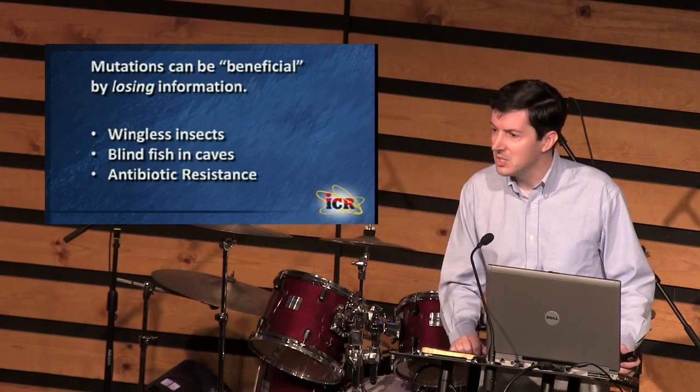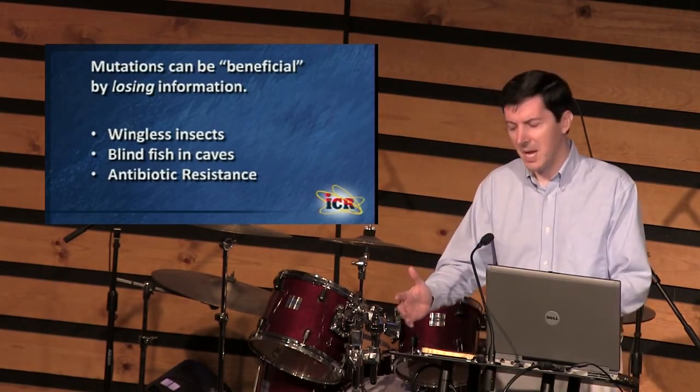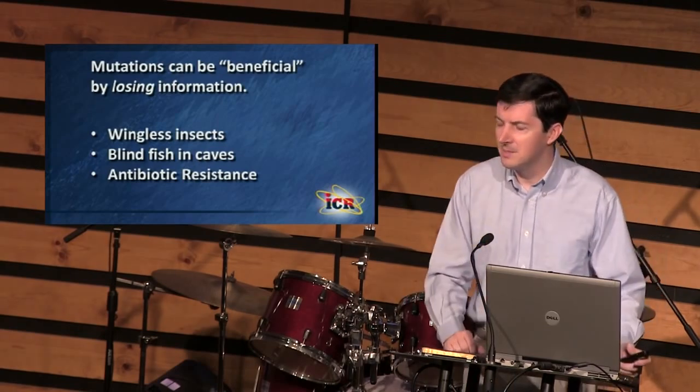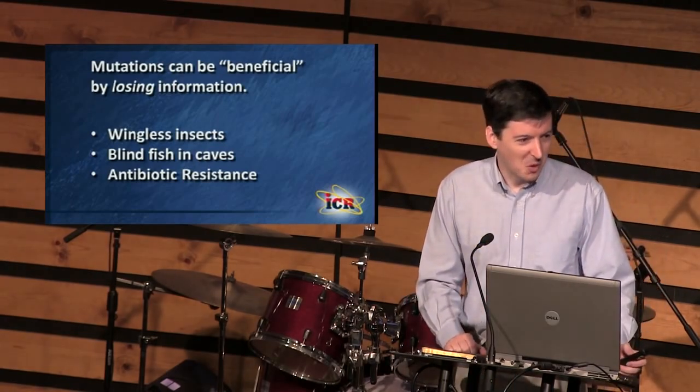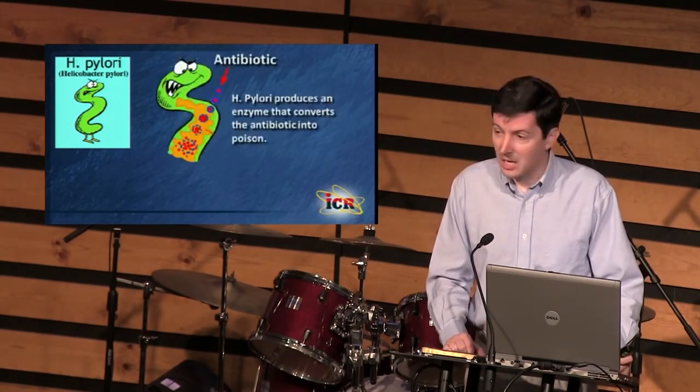Or antibiotic resistance. You've probably heard evolutionists say, well, here we go. Here's a great example of evolution. Bacteria becoming resistant to penicillin. But it's not evolution at all, because it's in the wrong direction. There are a few different ways that this can happen. I'm going to show you one of these. None of them are evolution, though. There's H. pylori, for example, which is a bacterium that causes stomach ulcers. And you can kill this thing by taking an antibiotic.